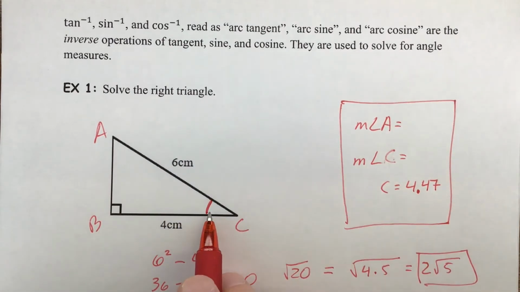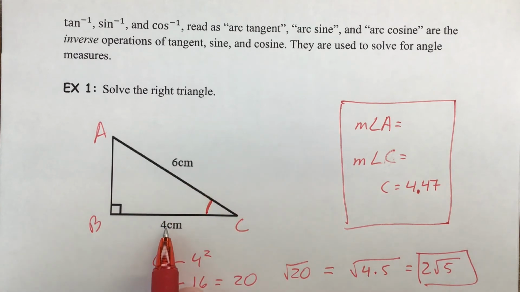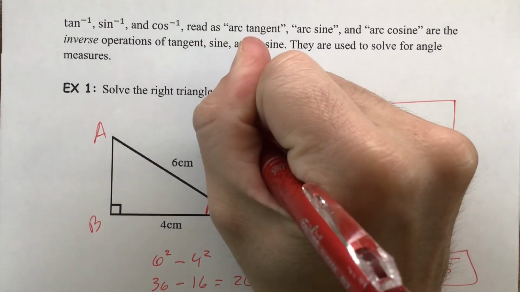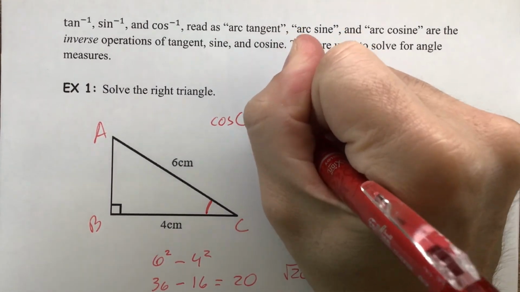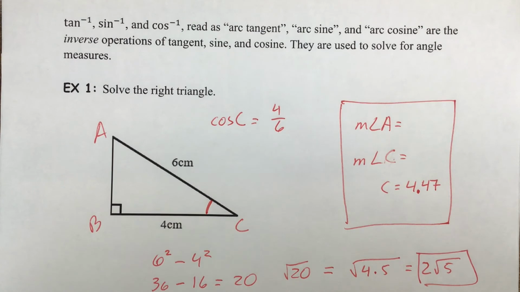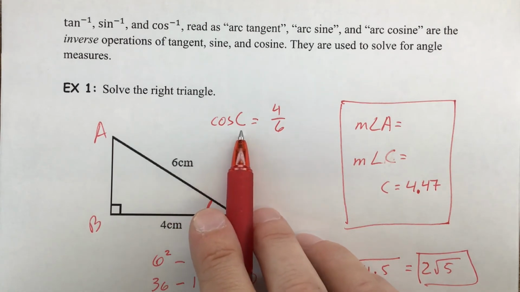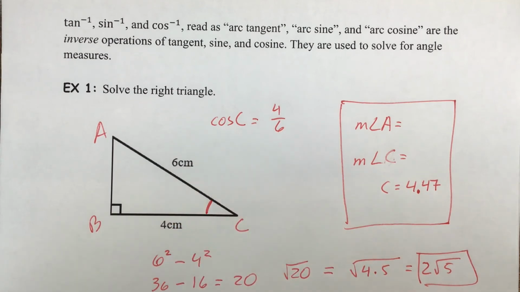All right, now with respect to C, the 6 is the hypotenuse and the 4 is the adjacent. Okay, so that'll be a cosine problem. And I can start with this. I can write down that the cosine of C is going to be equal to 4 over 6. All right, now the goal is to get the C by itself, which means that I got to get rid of the cosine. And you can't just divide the cosine away. Things don't quite work that way.